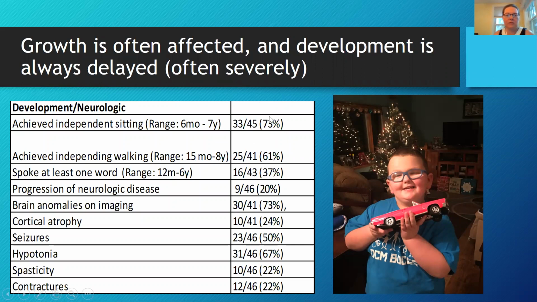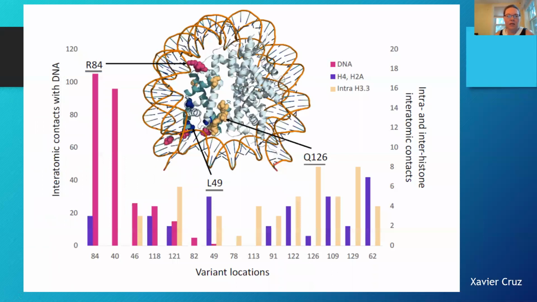You can see that only 73% are expected to have achieved independent sitting. Only 37% speak any words, and only 61% achieve independent walking. The sitting can happen as late as 7 years, and the walking as late as 8 years.